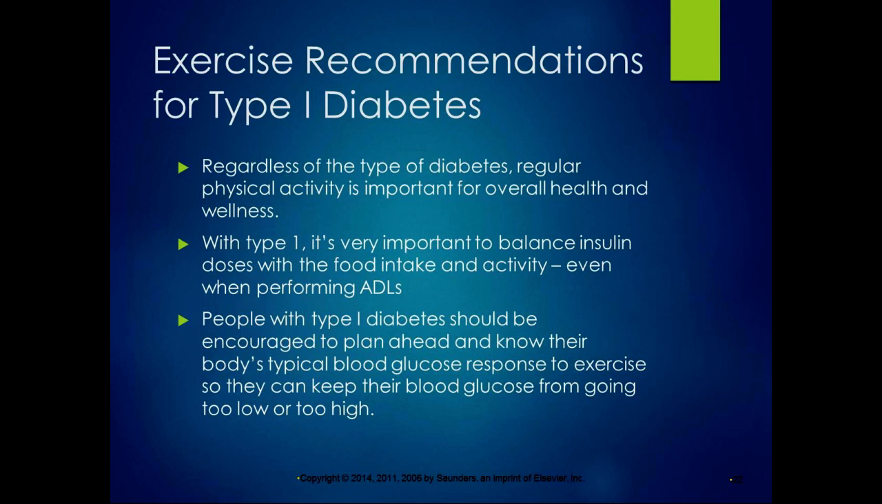So regardless of the type of diabetes, type 1 or type 2, regular physical activity is important for overall health and wellness. With type 1, it's really important to balance insulin doses with food intake and activity, even when performing just your activities of daily living. People with type 1 diabetes should be encouraged to plan ahead and know their body's typical blood glucose response to exercise so they can keep their blood glucose from going too low or too high.